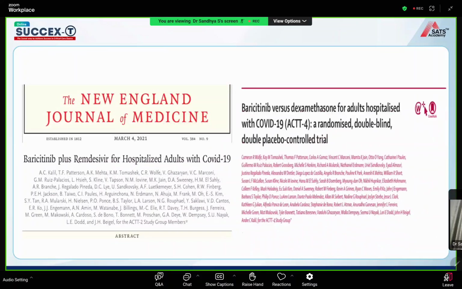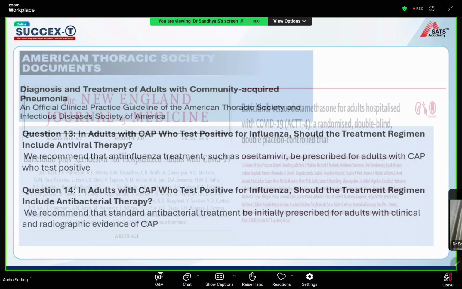Okay. Then comes your ACTT-2 and ACTT-4 trials, which are also important trials. The ACTT-2 trial compares baricitinib plus remdesivir versus remdesivir alone. Again, it shows mortality benefit as well as decreased hospital stay. So following this trial, we started using baricitinib also in severe cases of COVID. The second one is baricitinib versus dexamethasone, that is baricitinib with remdesivir versus dexamethasone with remdesivir. The outcome was almost the same, but there were more side effects in the dexamethasone arm, and there were some people favoring baricitinib over dexamethasone in those days of COVID. Okay, so these are the important trials that you should know about COVID.